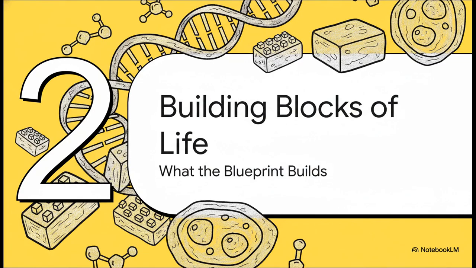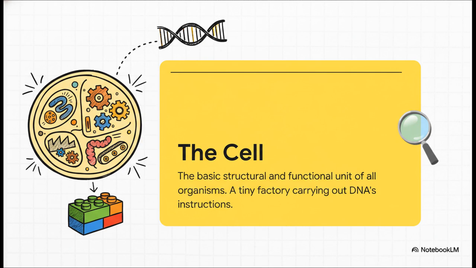Okay, so we've got the blueprint packed with all these incredible instructions. So, what does it actually build? What gets made from all this code? Well, the answer is the most fundamental piece of the puzzle. It builds the cell. The cell is the basic building block for every living thing. Seriously, think of it like a single Lego brick. Each one of these bricks is like a tiny, bustling factory, just humming with energy, working 24/7 to carry out the orders that come straight from the DNA headquarters.